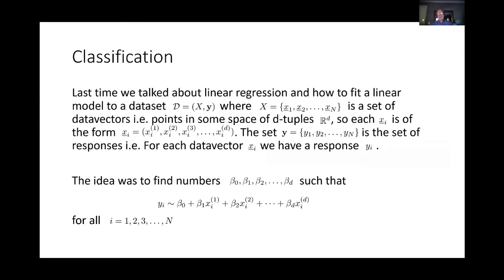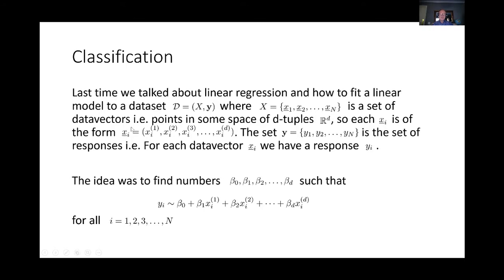And so classification is distinguished from the regression in that our response variable is not just a real number. It's rather a category, or what we can call a label. So last time we had data vectors. So there were some vectors in a d-dimensional space. So they're d-tuples of real numbers.